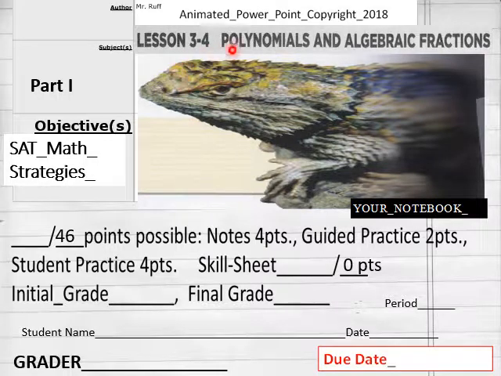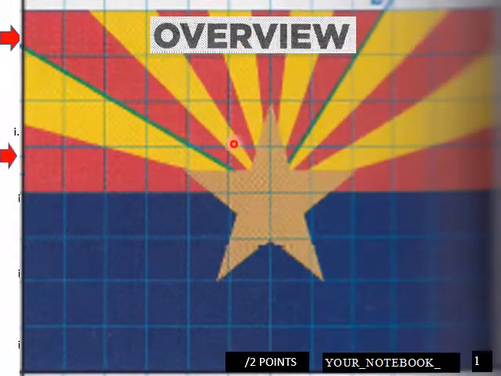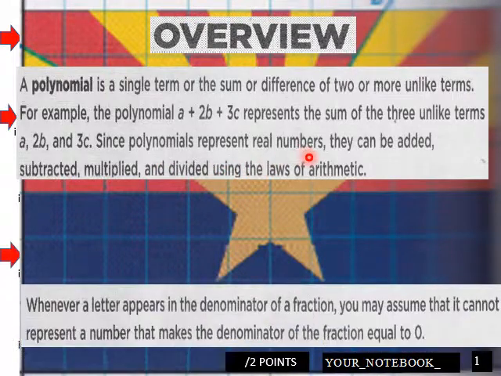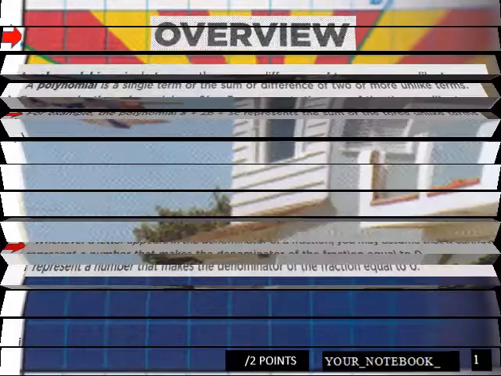So 3.4 Polynomials and Algebraic Fractions. We've got 46 points here of note-taking. Overview of this section: a polynomial, and we define a polynomial here as unlike terms. Since polynomials represent real numbers, they can be added, subtracted, multiplied, and divided using the laws of arithmetic. Whenever a letter appears in the denominator of a fraction, you may assume it cannot represent a number that makes the denominator of the fraction 0.